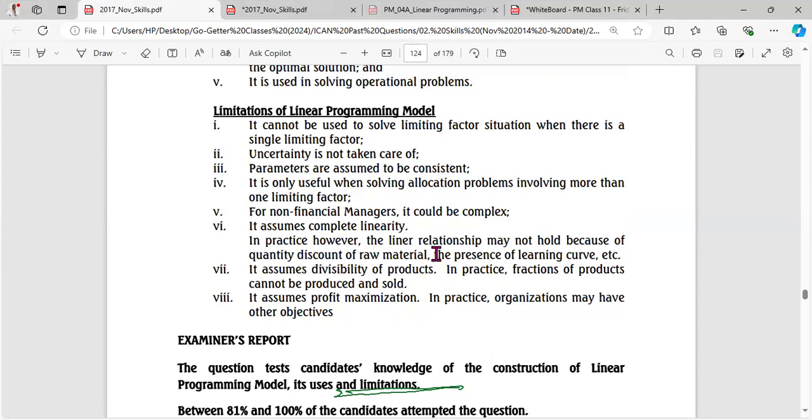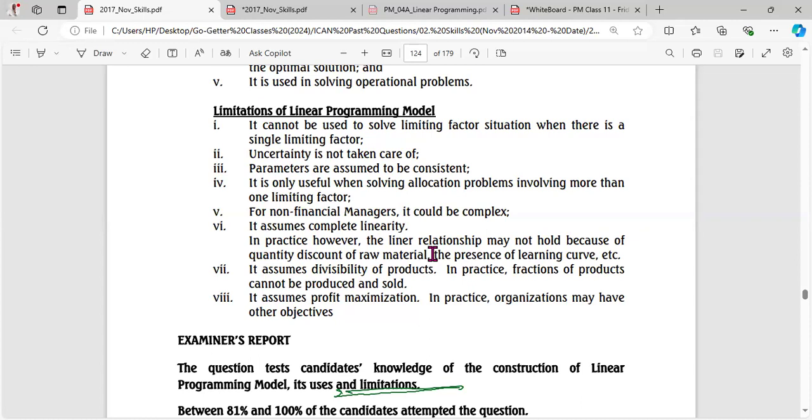Two, uncertainty is not taken care of. Three, parameters are assumed to be consistent. So we assume that the parameters do not change, they are consistent. Four, it is only useful when solving allocation problems involving more than one limiting factor.